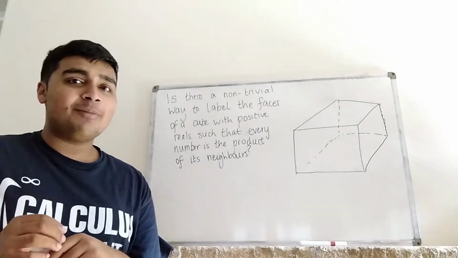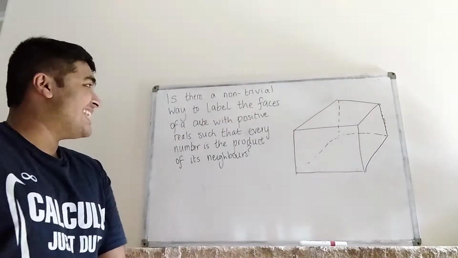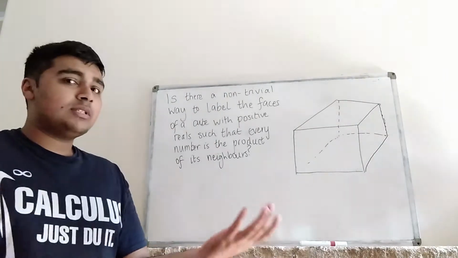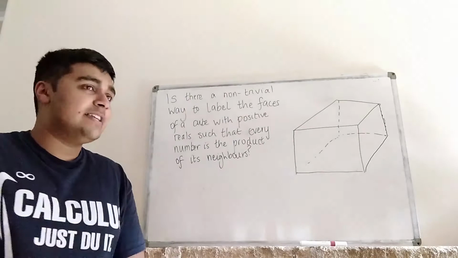Anyway, this is the problem I'm going to be tackling today. We want to know, is there a non-trivial way to label the faces of a cube with positive real numbers such that each number is a product of its neighbours?